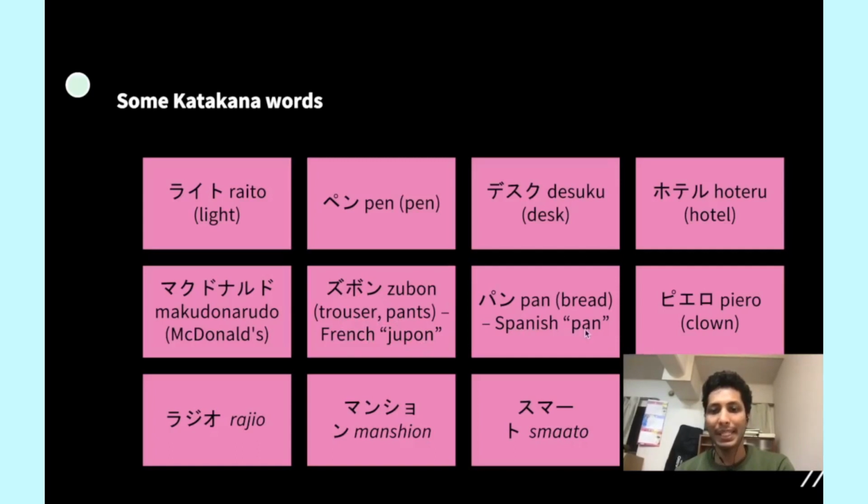Similarly, from Spanish, bread is called pan. So this is pan, this is ha, and put a circle to become pa, and then pan. Similarly, piero is clown, and radio, right. Similar to this, we have different words in katakana. So this is the end of the katakana lesson. How was that? Tell me in the comment box.